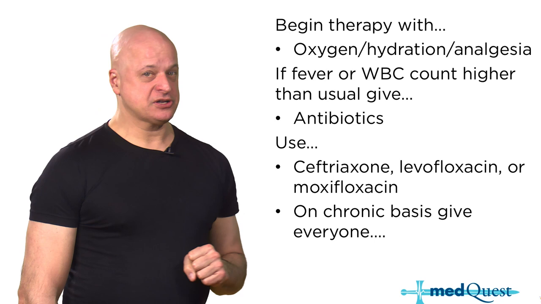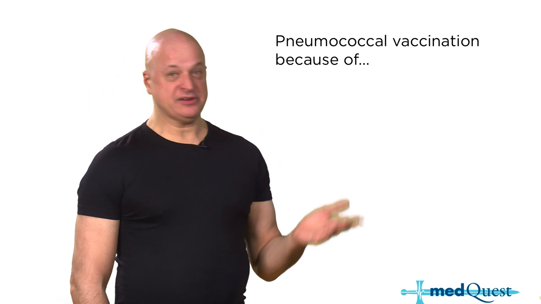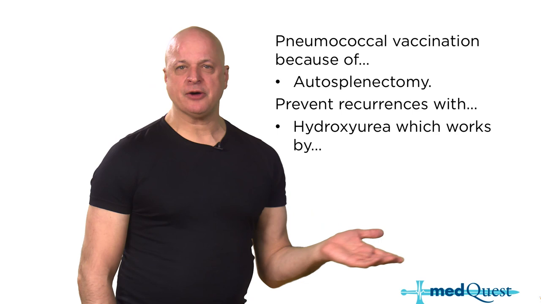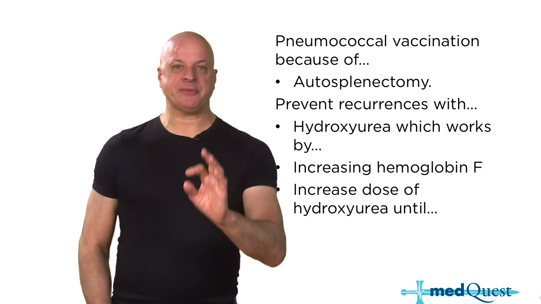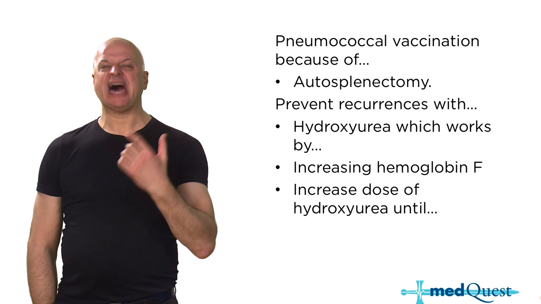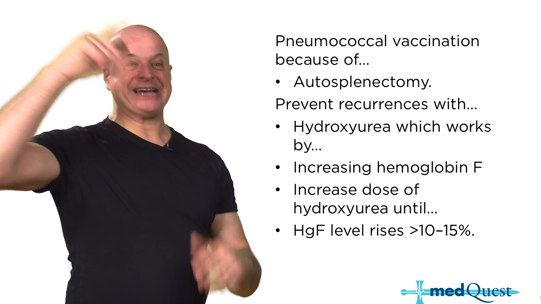On a chronic basis, you're going to give everybody folic acid. And to prevent the next crisis, hydroxyurea. Pneumococcal vaccine, that's because people don't have any spleen. And you prevent recurrences by giving them hydroxyurea, which works by increasing levels of hemoglobin F. You're going to increase the dose of hydroxyurea until, and the most common wrong answer is, waiting for fewer crises. Waiting till there's pain is not a good enough way. You're going to use the hemoglobin F level. You give an increased dose of hydroxyurea until the hemoglobin F level goes up and dilutes out the sickle hemoglobin.